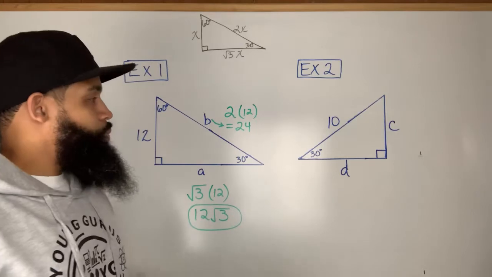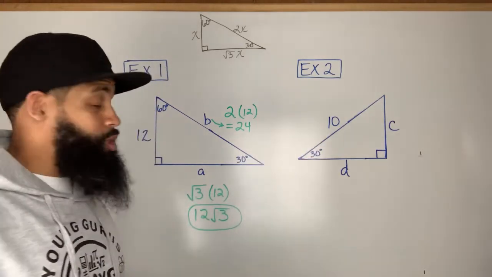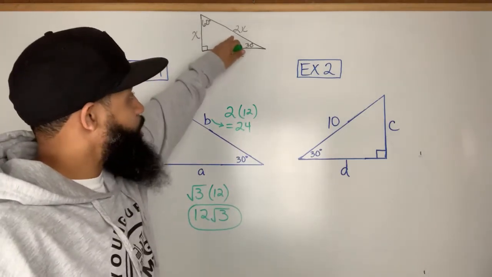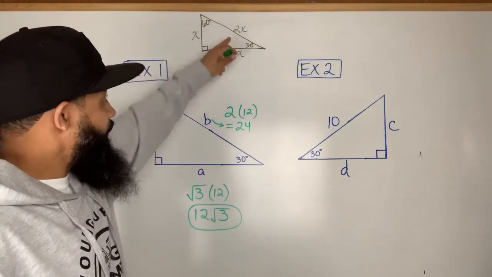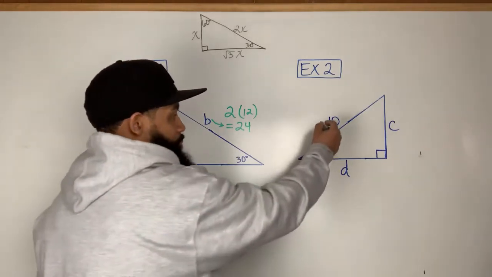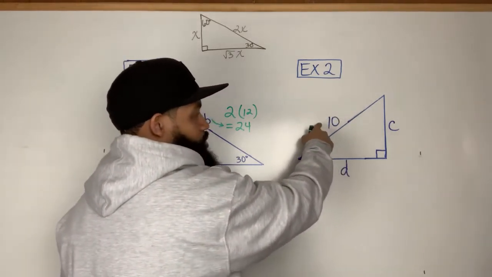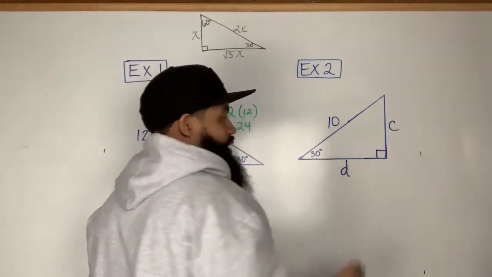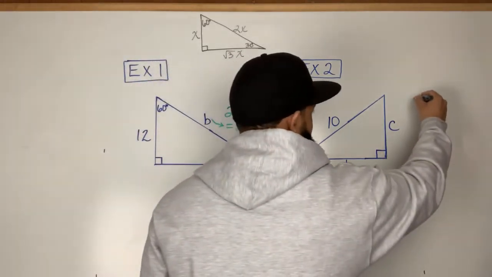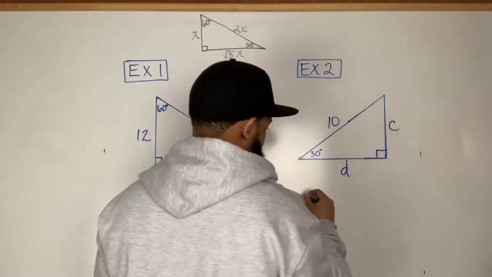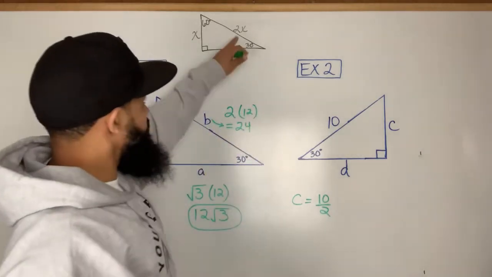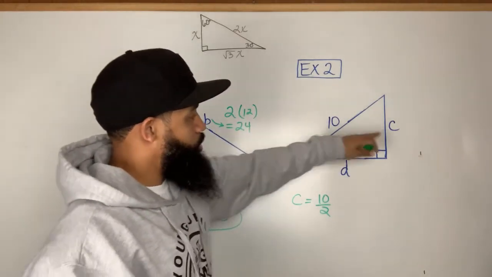Now in example 2, we are given a different value. This time we're given the hypotenuse, okay? So since we're given the hypotenuse, remember the hypotenuse represents 2 times x. So x being the length of the leg that is directly across from the 30-degree angle. So that means if 10 is equal to 2 times x, then in this case, c is equal to 10 divided by 2. So I want to write the equation like this. Let's just say, we can write it right here. C is equal to 10 divided by 2. Simply because, remember, 2x is equal to the hypotenuse.